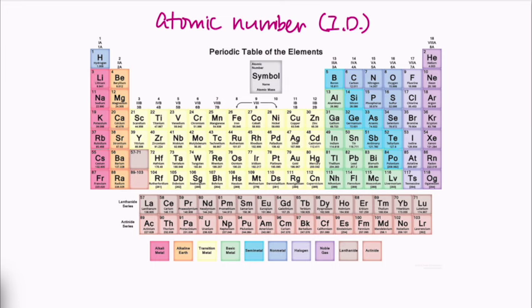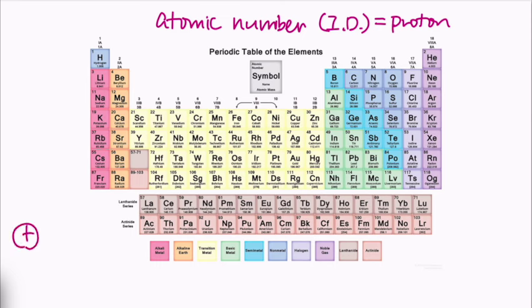If it has atomic number 5, it's boron. The atomic number determines the identity. That's the most important thing when it comes to an element. And this is the same as the number of protons. For any atom, the proton number is always the same as the number of electrons.